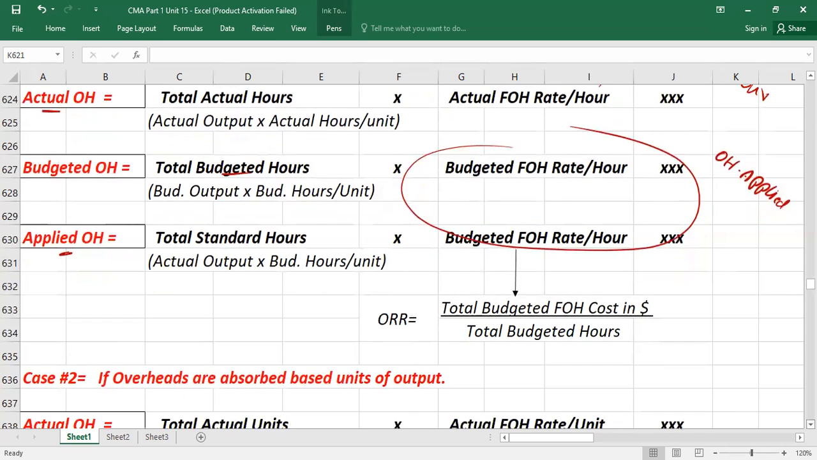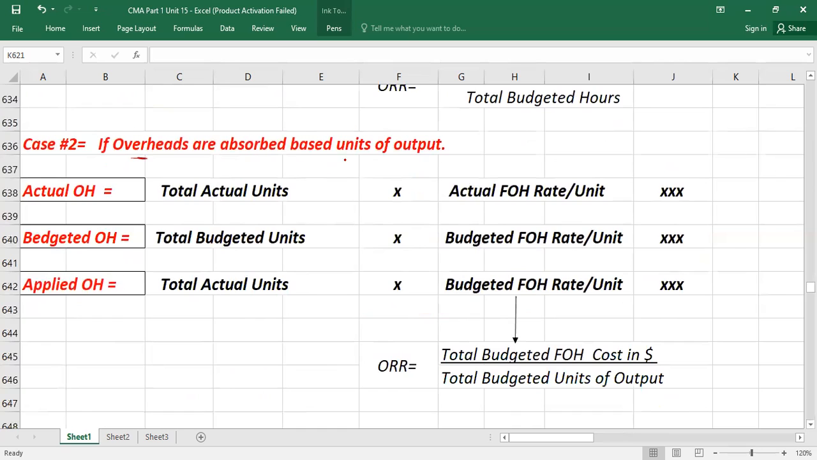So here we go. Case number 2. If overheads are absorbed based on units of output, first, I need which overheads? Actual. Second, I need budgeted. Third, I need applied. Don't break the sequence. Actual, budgeted, applied. A, B, A. First, A stands for actual, B stands for budgeted, third, A stands for applied. A, B, A is the mnemonic, because you have to keep the same sequence to find out the variance. If you change the sequence, you cannot find variance correctly.